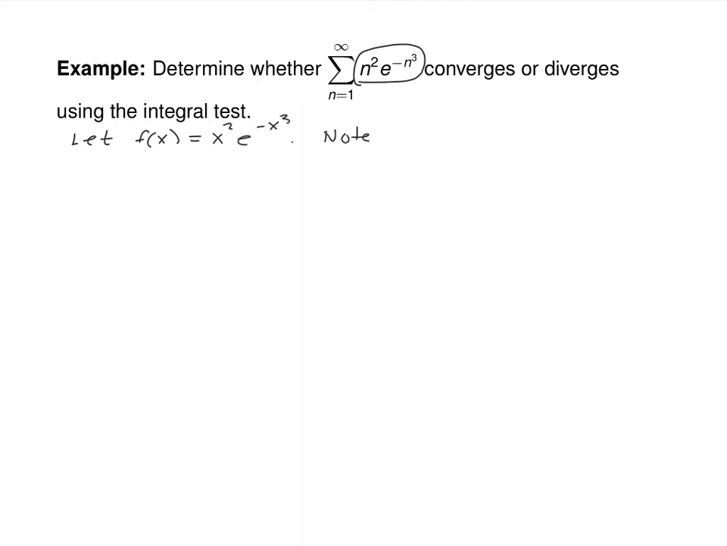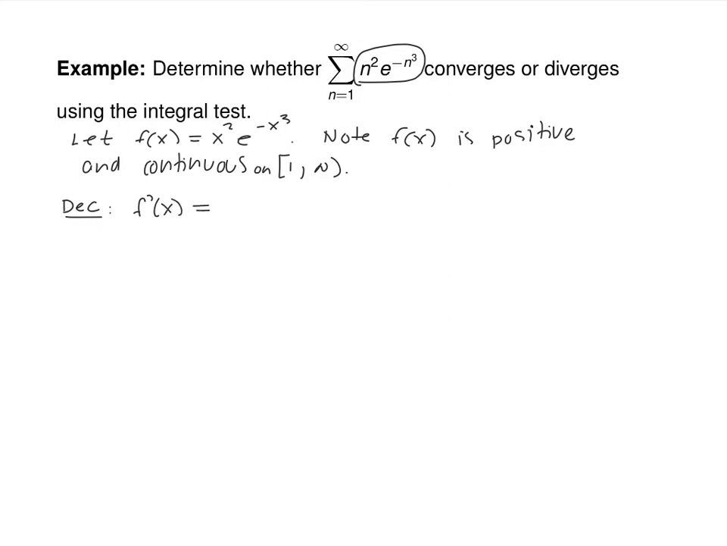And just first note that f of x is positive and continuous. This function is technically continuous and positive everywhere, but we just care about from 1 to infinity. So on 1 to infinity. We need to show that this function is decreasing. To do that, we must take the derivative.